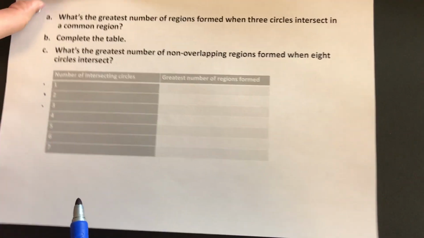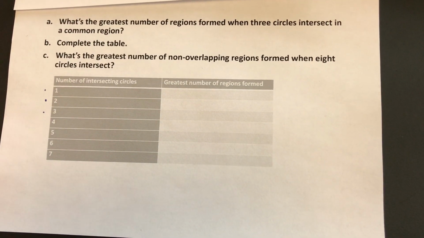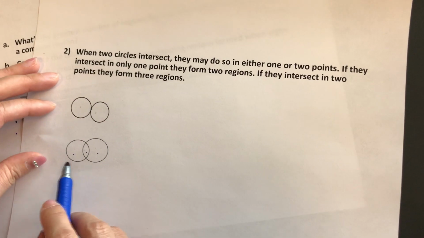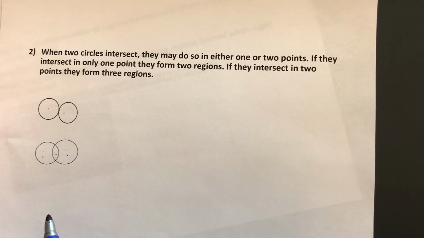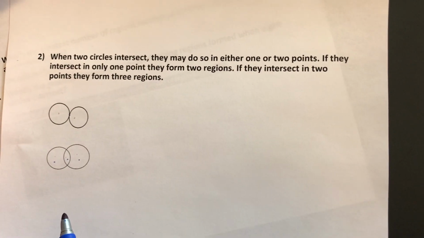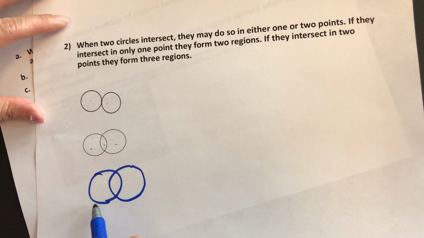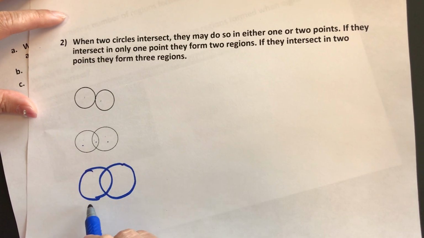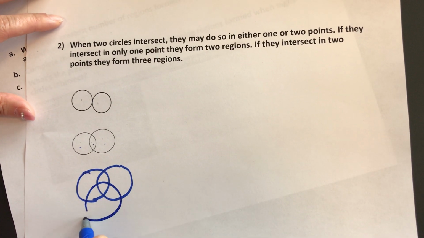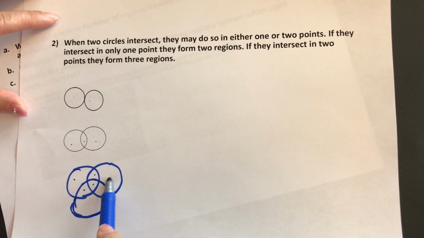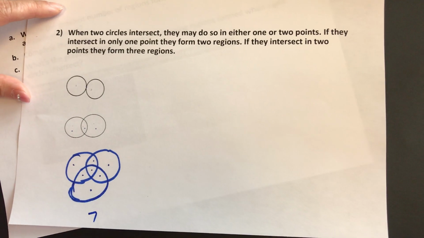For this, we follow exactly the same strategy as for straight cuts. For circles, these are the 2 circles. You have 3 areas, right? And if you have 3 circles, you add onto this previous one. The third circle has to go through both circles. For example, the third circle goes through like this. So you would have 1, 2, 3, 4, 5, 6, 7 regions.